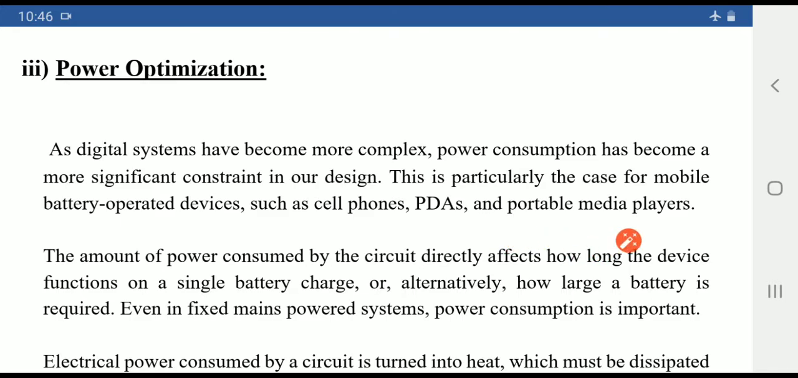and portable media players. The important thing is that the amount of power consumed by the circuit directly affects how long the device functions on a single battery charge, or alternatively, how large a battery is required. So this is nothing but power optimization.